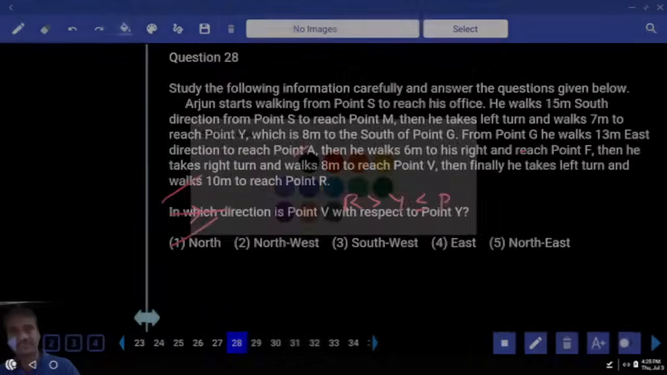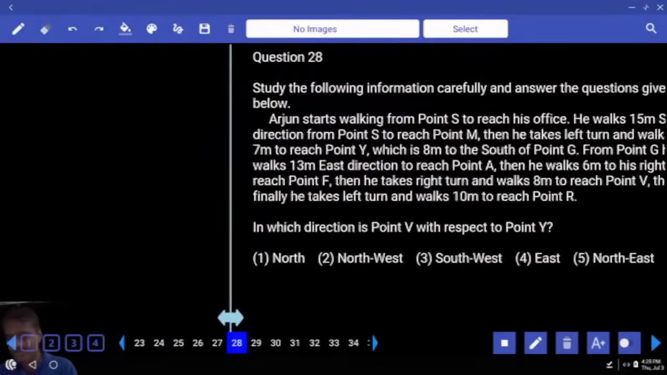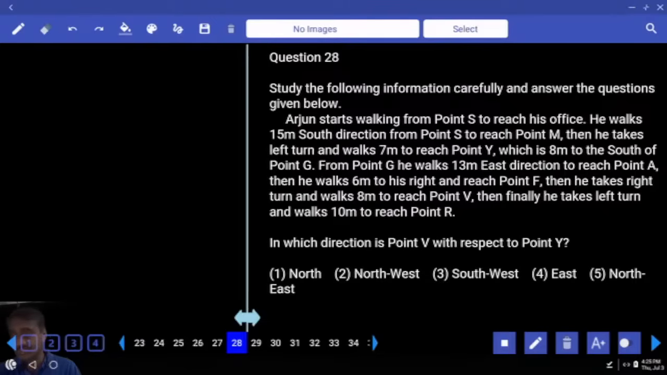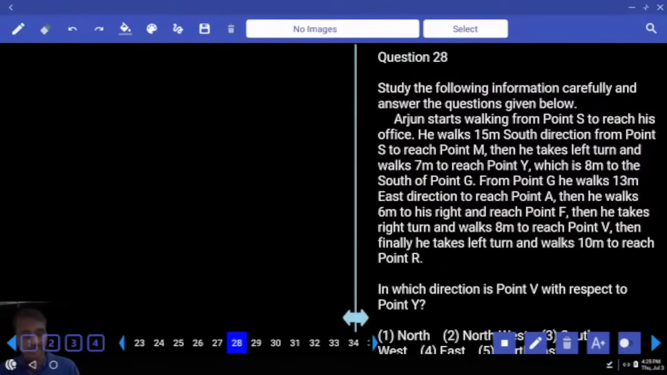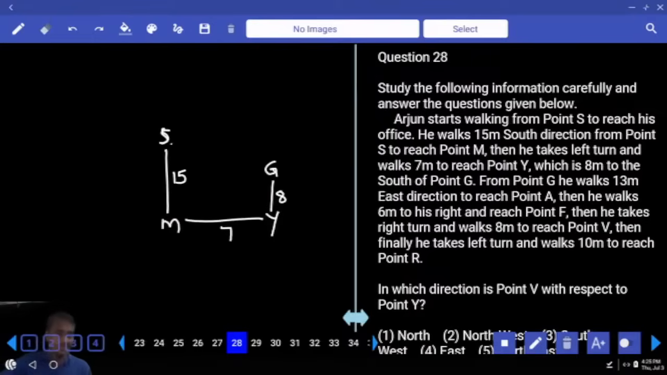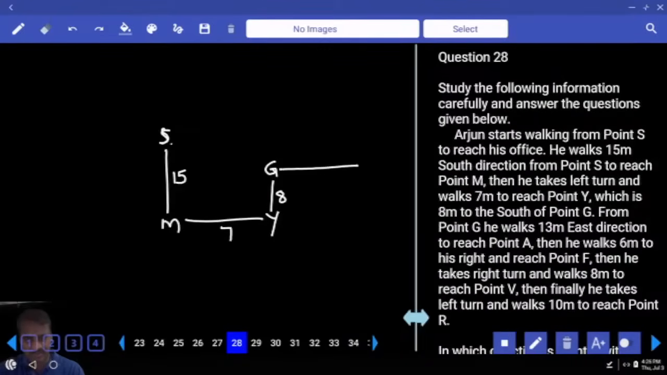Then 28 onwards. Now in this question number 28, it is based on directions. Four questions were given on direction. First or the second priority? Definitely first priority. Arjun starts walking from point S to reach his office. First he walks 15 meters south. From his office, this is the starting point. Arjun walks how many meters? 15 meters. And to reach point S, Y is 8 meters to the south also. Point G, from G he walks 13 meters east to reach A.